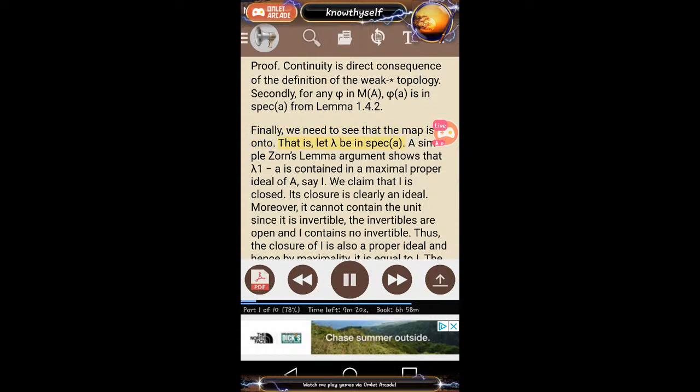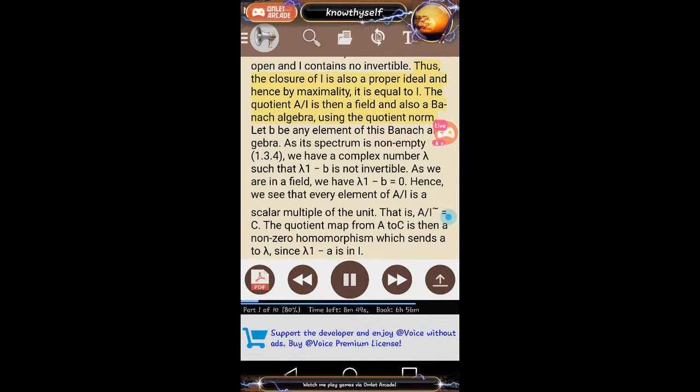That is, let λ be in Spec(a). A simple Zorn's lemma argument shows that λ1 - a is contained in a maximal proper ideal of A, say I. We claim that I is closed. Its closure is clearly an ideal. Moreover, it cannot contain the unit since the invertibles are open and I contains no invertible. Thus, the closure of I is also a proper ideal and hence, by maximality, it is equal to I.